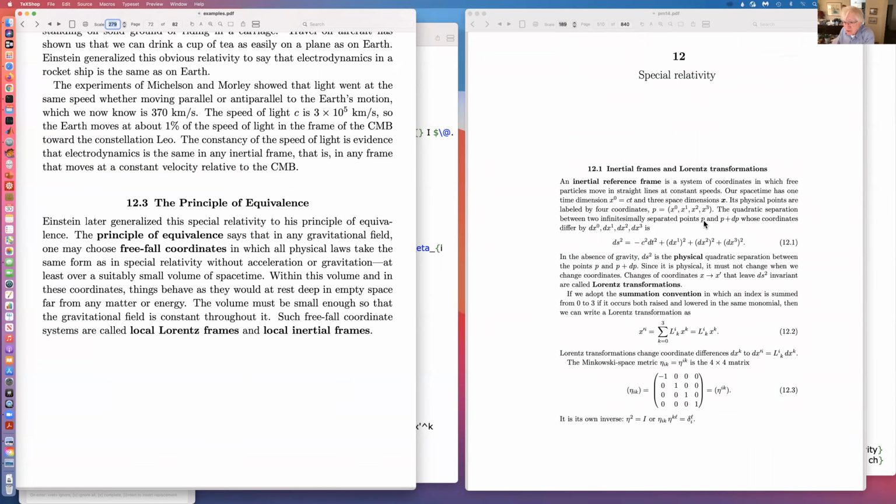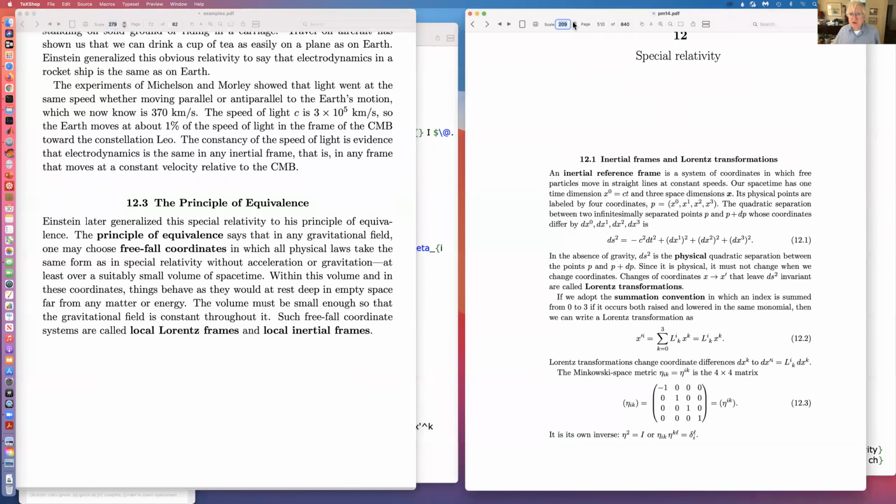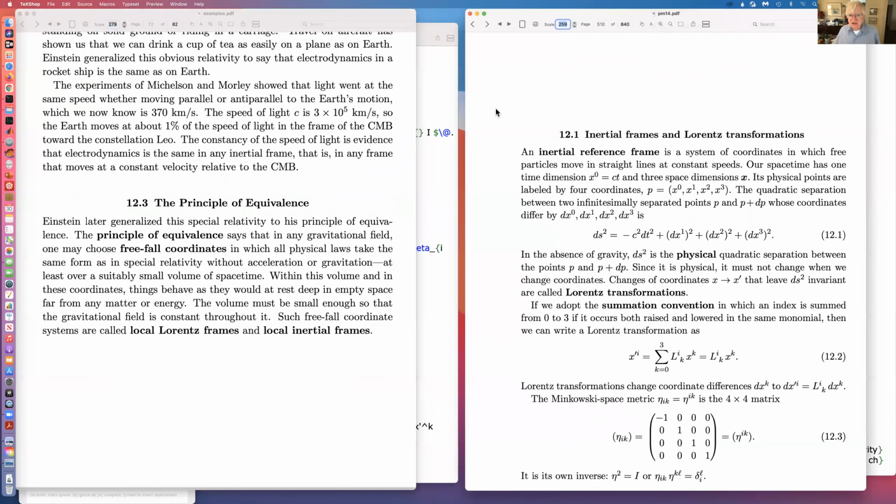What Einstein, well, actually it was somebody else, I think it was Lorentz or maybe Poincaré, realized that the equations of electrodynamics looked the same if you transformed your space-time coordinates in this way. Let me make this also bigger so that it's easier to read.